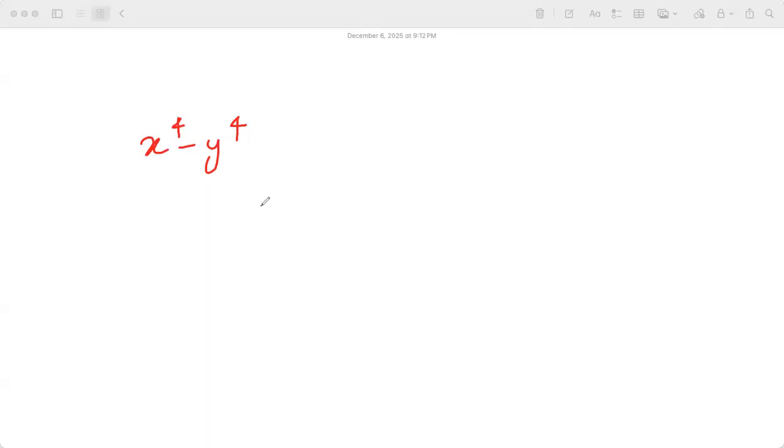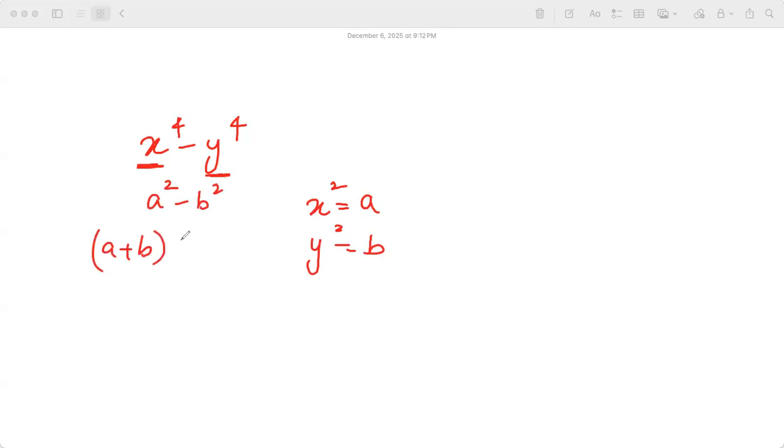How do you do this? Quicker. This is a square term, this is a square term. What do you do? Would you turn it into squares? Take x squared as a squared, and y squared will be equal to b squared. I can write this as a squared minus b squared. Then it will be (a plus b)(a minus b) is the answer.